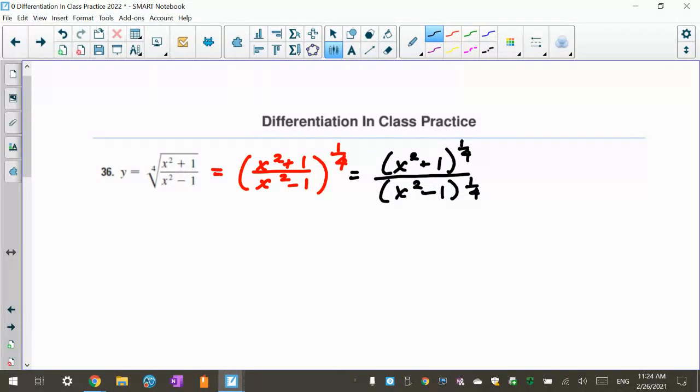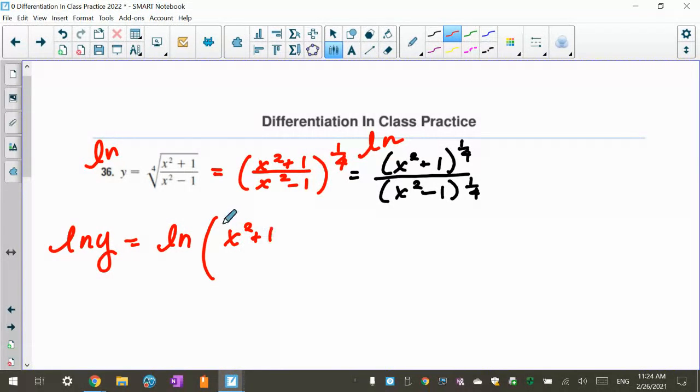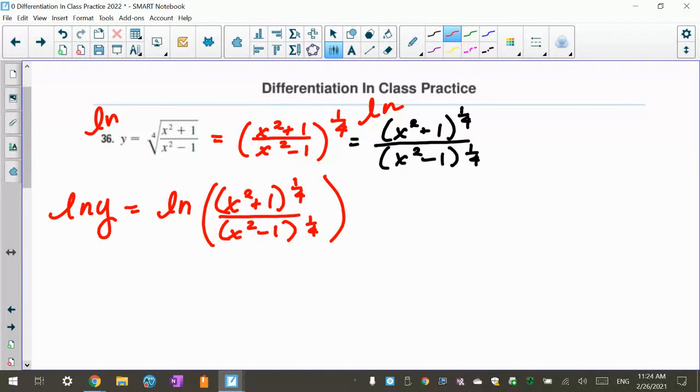So now when I go to natural log both sides, I can use my log rules to expand that, and then we can do the derivative from there. So I have the natural log of y equals the natural log of x squared plus 1 to the 1/4 over x squared minus 1 to the 1/4. And then I see there's division inside there, so I can expand it more. I haven't done the derivative yet, just so you know. I just natural logged it.